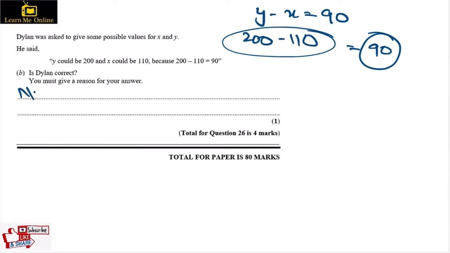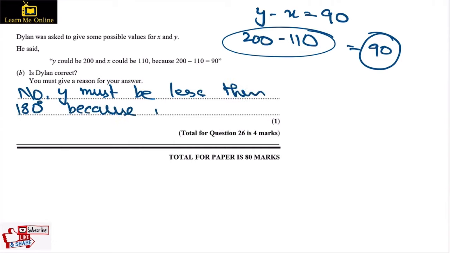We say that no, and the main thing about it is no angle can be more than 180, because we know that the angles in a triangle always add up to 180. So we say that y must be less than 180 because it is an angle in the triangle. So remember that because it's a triangle, we can't expect any angle to be more than 180.